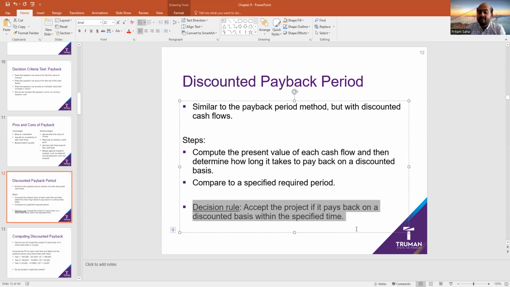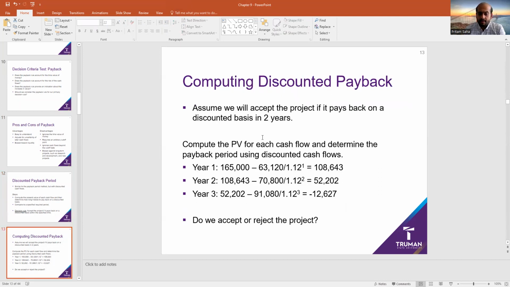And then the decision rule is the same. You decide an arbitrary cutoff, how long you want to be invested here. So within how many years all of your initial investment should be covered up. And then you decide yes or no. So again, we think about 2 years.